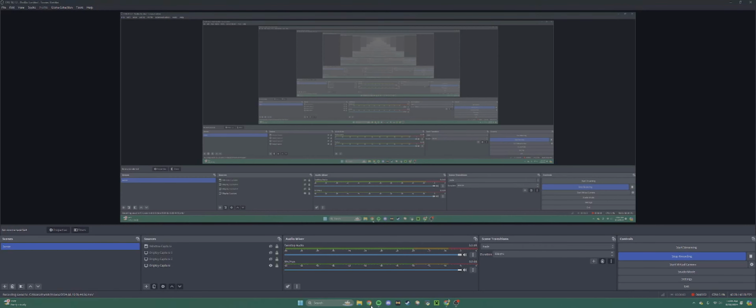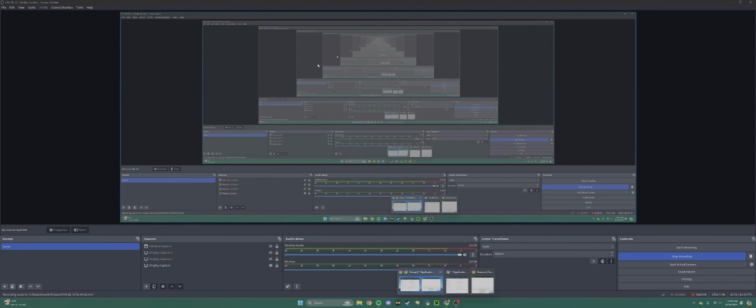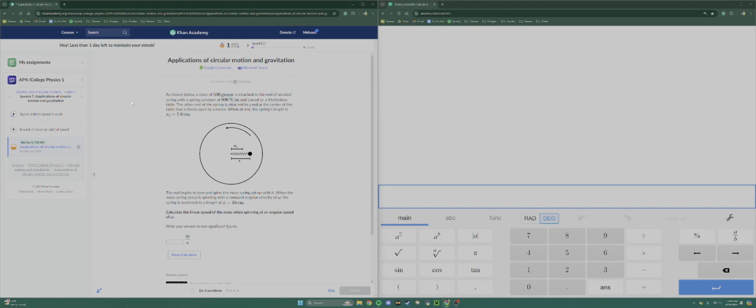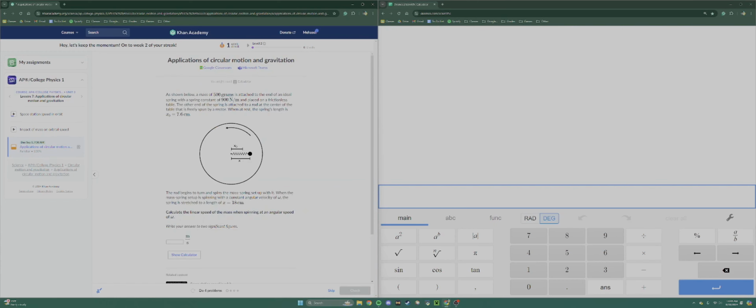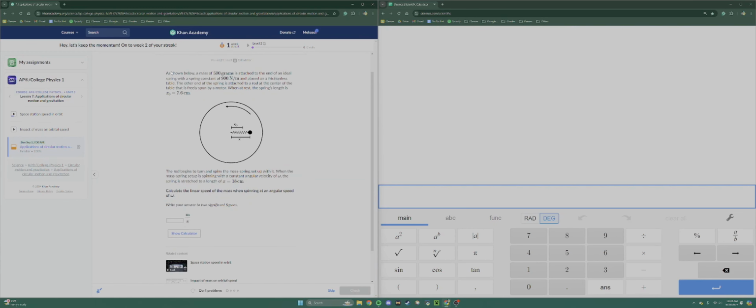Okay, so this is the second part of that assignment. So you go back here, and you click on this one, and let's begin. So this is the first question. You can pause to read it. I don't feel like reading it. First, what we have to do is use this formula, right?